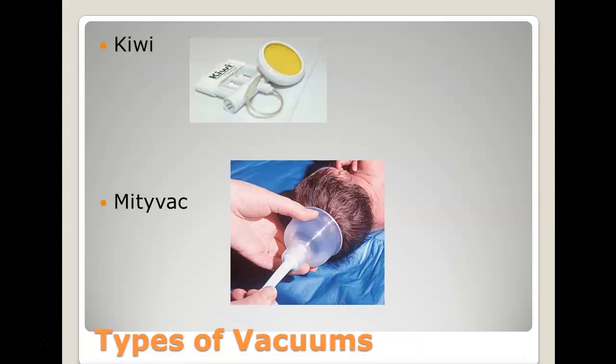So there are different types of vacuums. The first one is the Kiwi, which was pictured in the picture from before. And then the other one is the Mighty Vac. They do similar things. They're placed in the same area of the fetal head. It's just a different method, and again, a physician preference on which vacuum they choose to use.